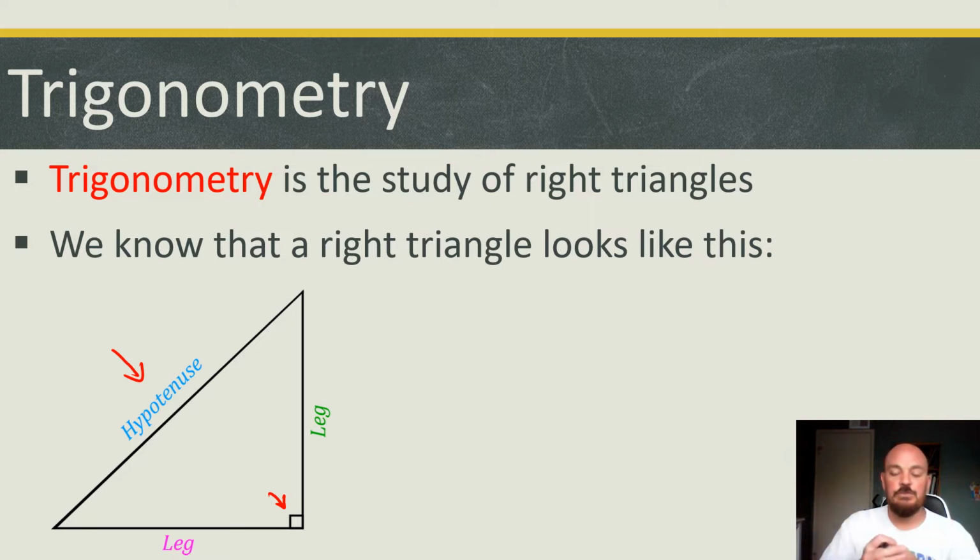Well, the first part of trig is being able to talk about those two legs separately. We want to be able to differentiate between the two. Right now in the picture, one of them is green and one of them is pink. So I could say, okay, let's talk about the green one or the pink one. But in math, we don't want to say green and pink. We want to be able to differentiate and talk about one leg versus the other.